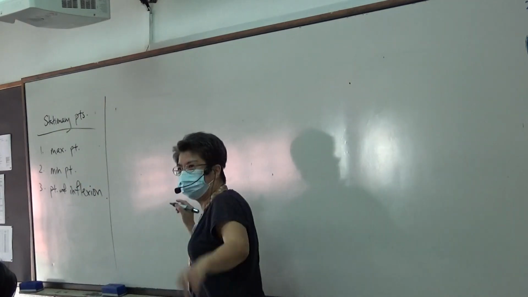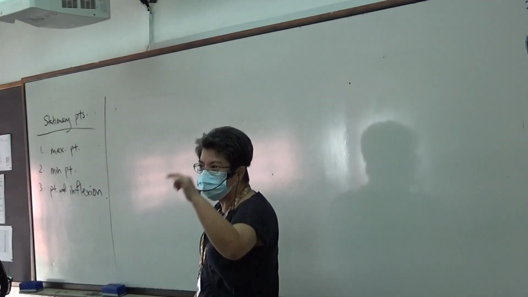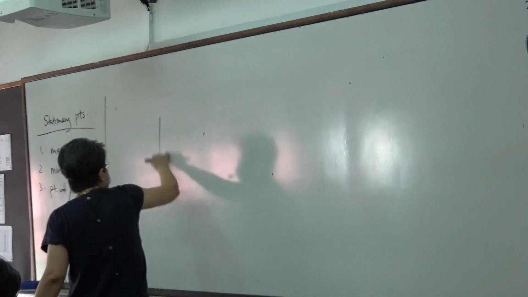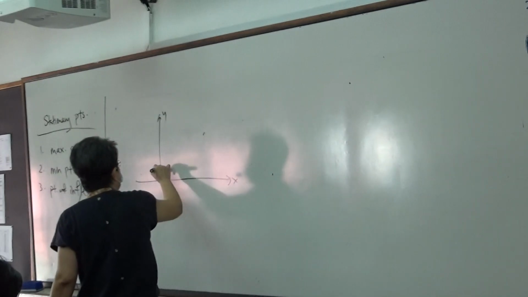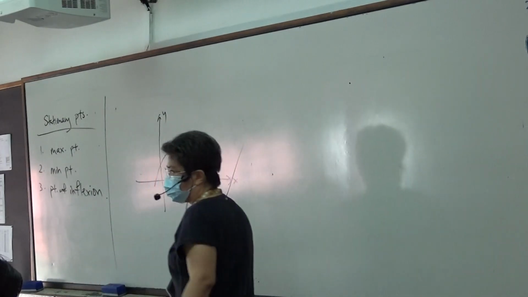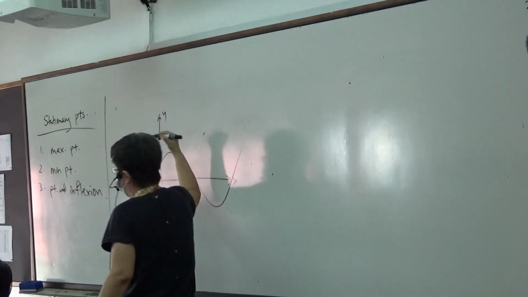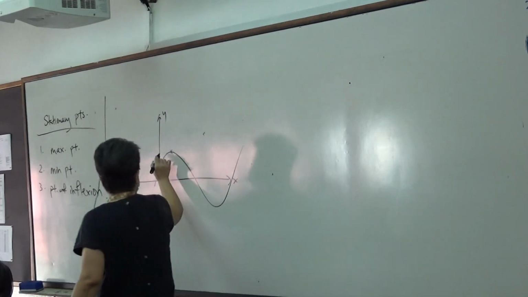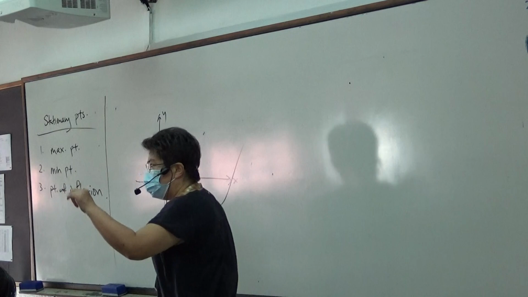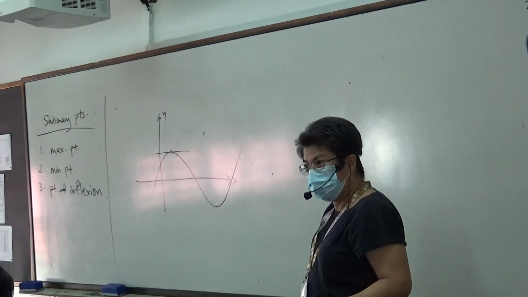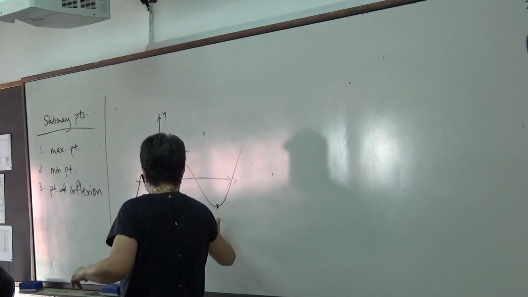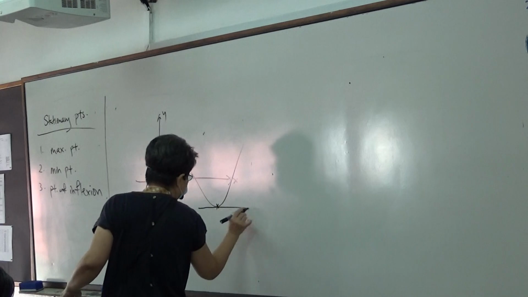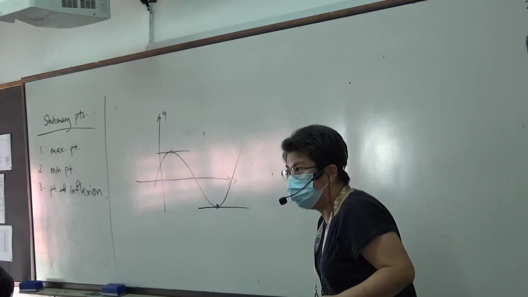Please stop talking. This one can score one mark. Confirm, double confirm. Now, if I have a curve and it goes like that, do you agree this is a maximum point? Maximum point means like that, right? Do you agree that if I draw a tangent, it will have gradient 0? This one is a minimum point, right? If I draw a tangent at this particular point, the gradient will also be 0.